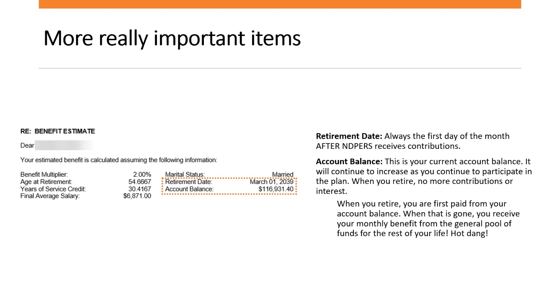Your account balance, that is your current account balance. So if you ran an estimate today for future dates, your account balance is a real number. That's how much you have in that account today. It's going to continue to increase as you continue to work because we're going to put more contributions in there, and it's also earning some interest. Now, when you retire, that account balance freezes, and we begin paying you out of that account balance. When that's gone, we pay you the rest of your life from the general pool of funds. So really important point here, this is a monthly lifetime benefit. It never runs out.